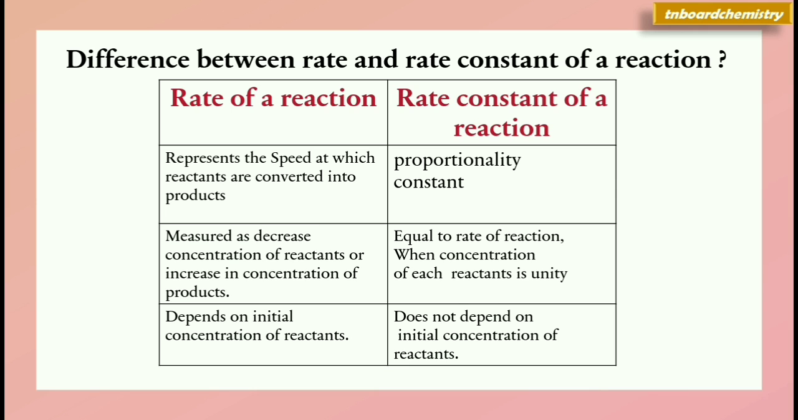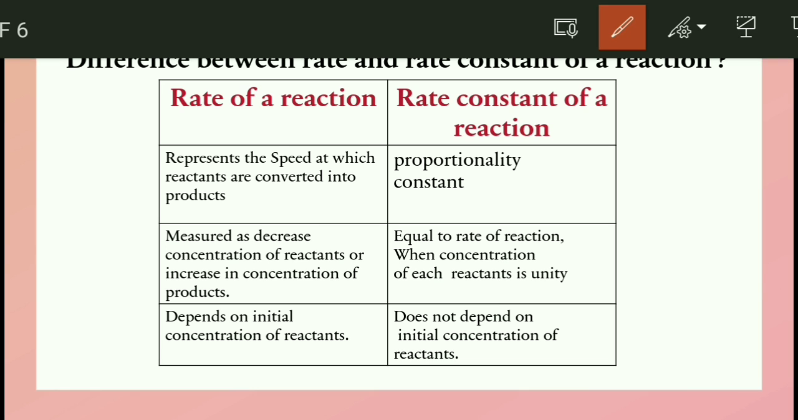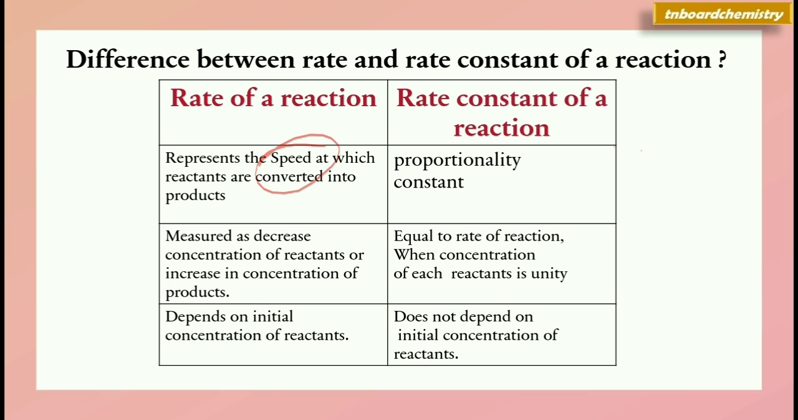First is the rate of a reaction. Rate of a reaction is nothing but the speed at which the reactants are converted into products. It is just how fast the reactants are converted into products. That is explained by the rate of a reaction.